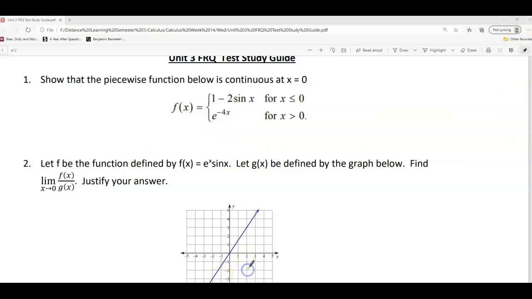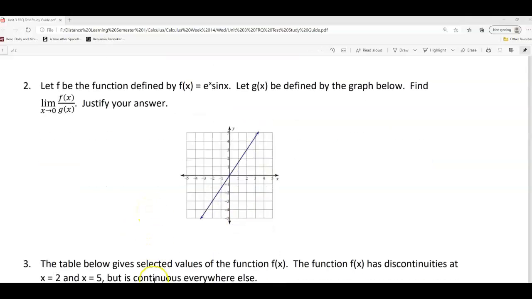Let me go ahead and move on to number 2 here. All right, let f be the function defined by f of x is equal to this. And let g be defined by the graph below. So this is the g function right here. And this is f. So we have two different functions we're looking at right now. We have f and g. F is given as an equation and g is given as a graph. They want us to find the limit of f of x over g of x as x approaches 0.